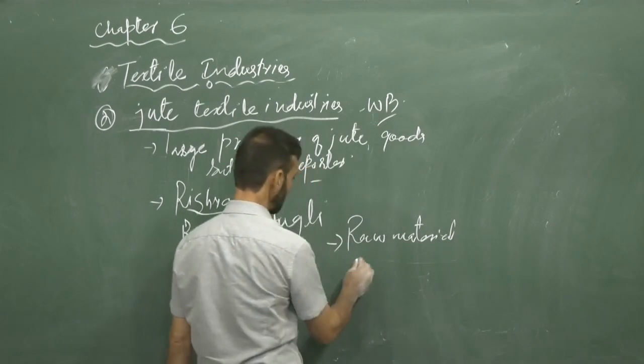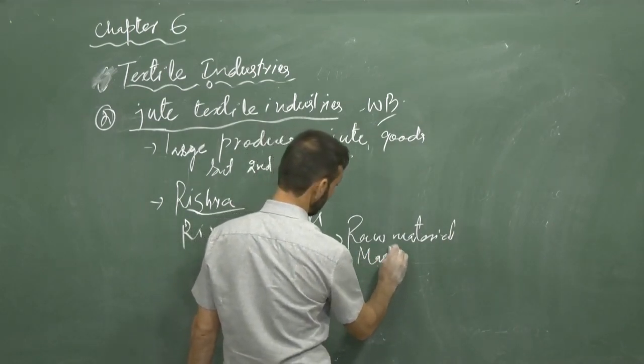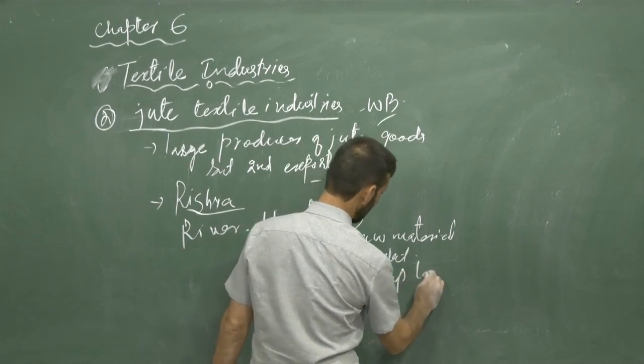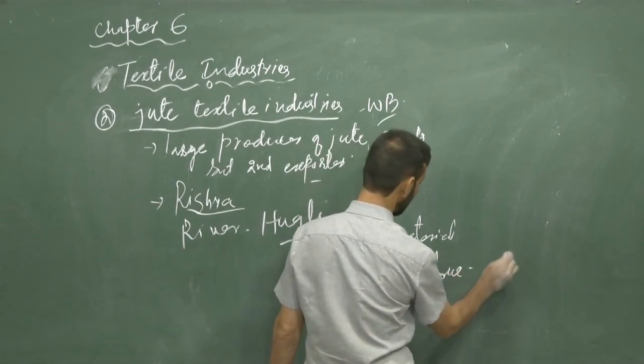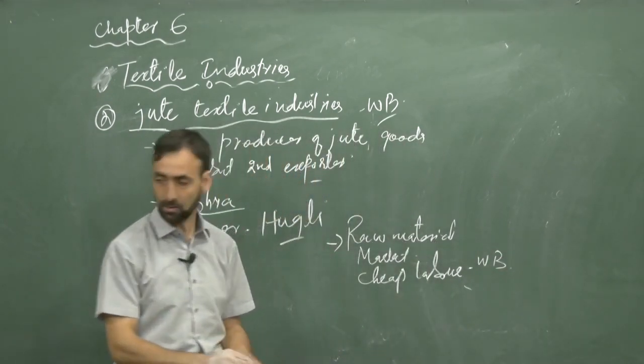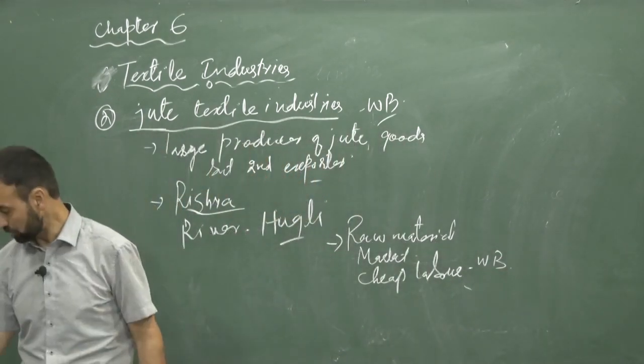There should be available market. There should be cheap labor, which will be available in West Bengal. Cheap labor from West Bengal. These are some points which you have to remember in jute mill.